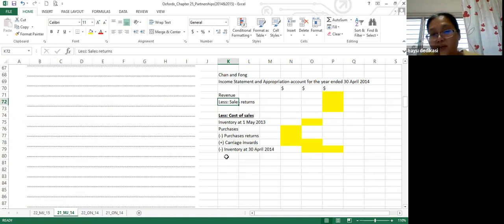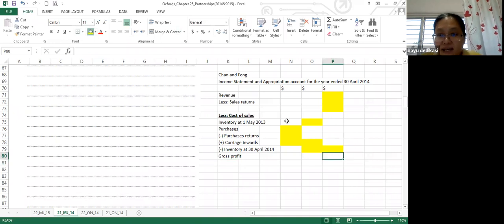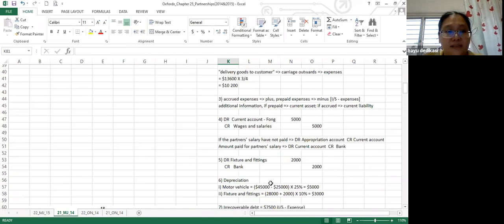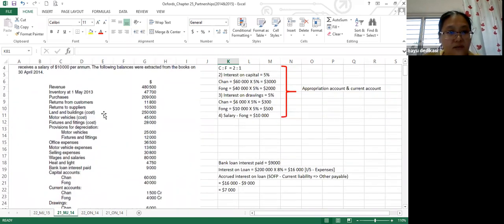Okay, the next one that you need to put is gross profit. So your gross profit is taking your net sales minus your cost of sales. And in this question, is there any other information related to other income? Let's check whether there is other income or not.